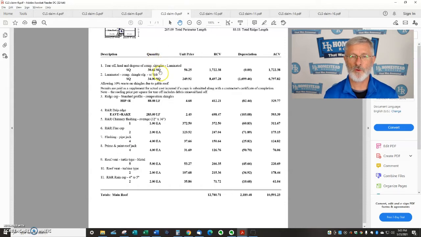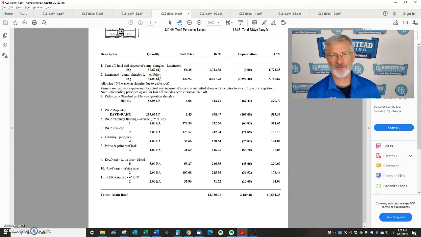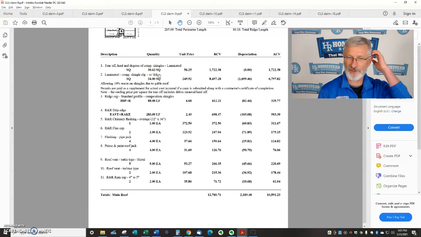Then we've got the quantity, and if you'll notice it says SQ. SQ, what the heck is a SQ? Well, that stands for square, and it's simply how they measure roofing material. 100 square feet is what's called a square. You see this, it's 30.62 squares, so that's 3,062 square feet. But if you'll notice, that's the tear off and haul away, 30.62. Then on the install, the actual shingles, it's 34 squares.